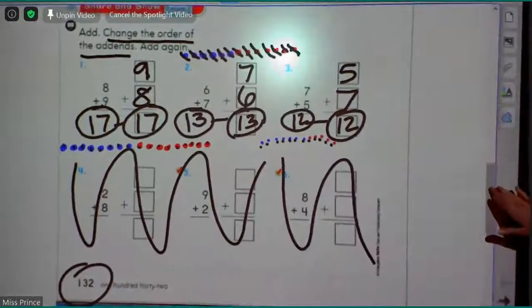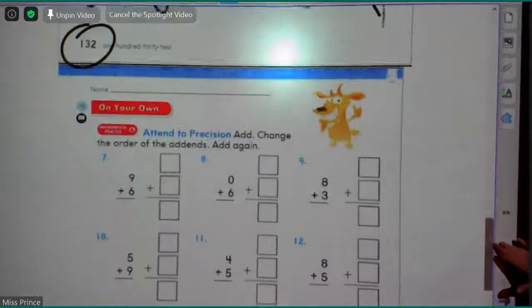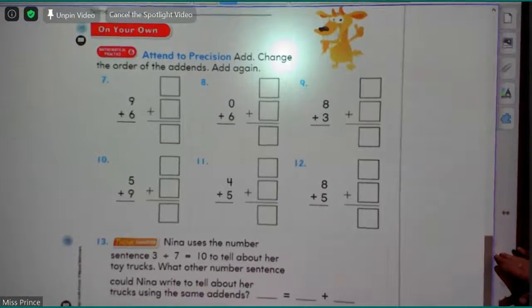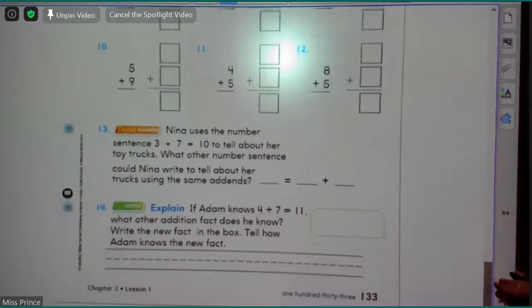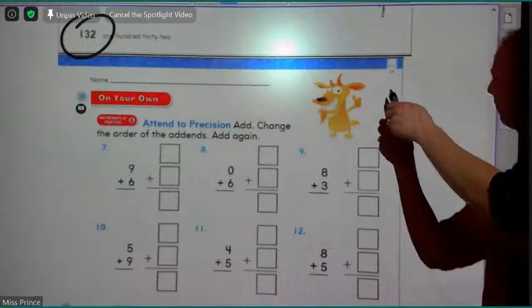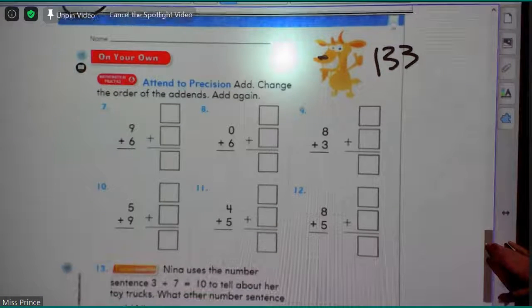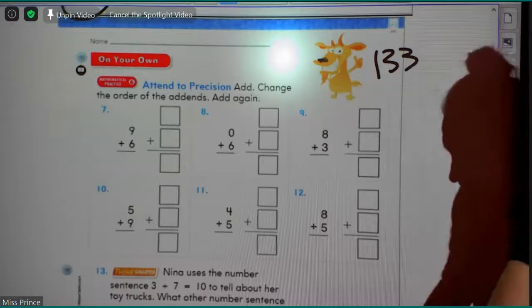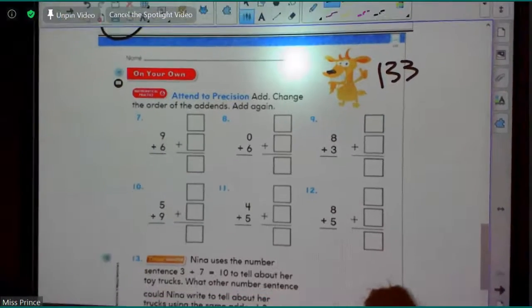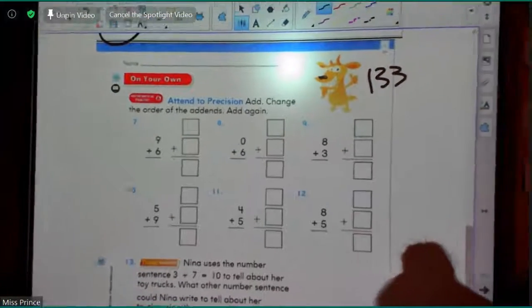So we are going to our last page, the page with the goat. Okay, this is page 133. Make sure you're on page 133. It's homework. This one is not homework. Remember, you do homework when you're with Miss Cheatham.